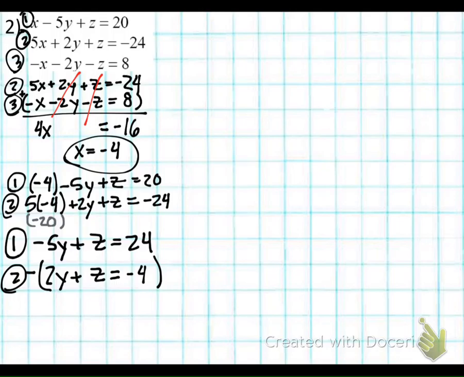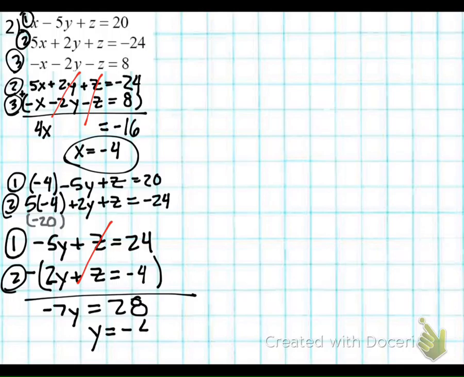Okay, so then I'm going to combine these two equations with elimination. I'm going to subtract the second one to get rid of the z. So I have negative 5y minus 2y is a negative 7y. Positive z minus positive z cancels out. Then 24 minus a negative 4 is like 24 plus 4, so I get negative 7y equals 28. Dividing by negative 7, I get y equals negative 4.